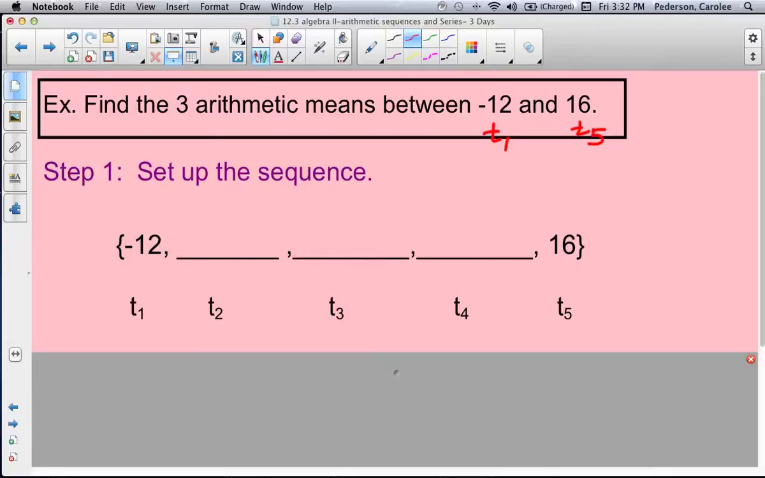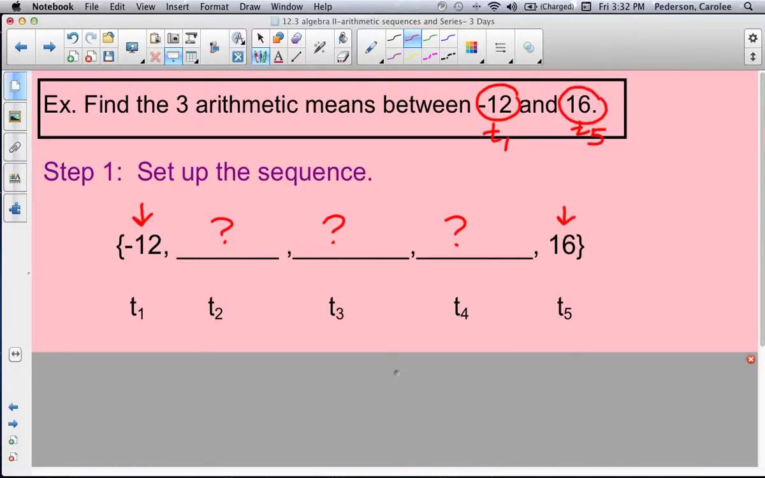So step 1, we want to set up a sequence, is my recommendation. So term 1 is given to us as -12. And then we have a question mark, another question mark term, another question mark term, and then what we're given is term 5, which is 16. So these are our two givens.